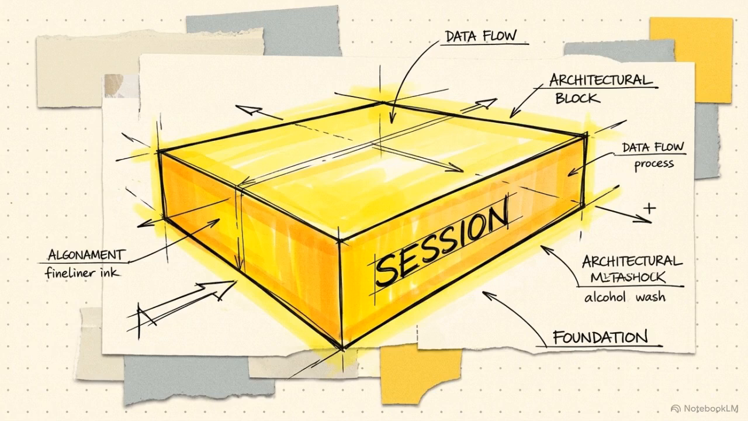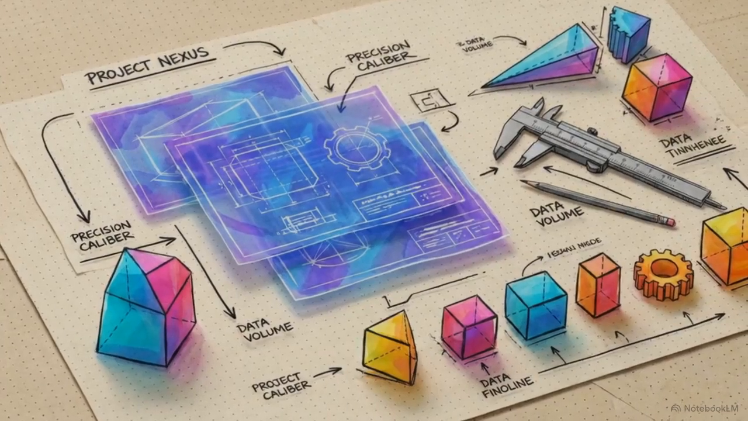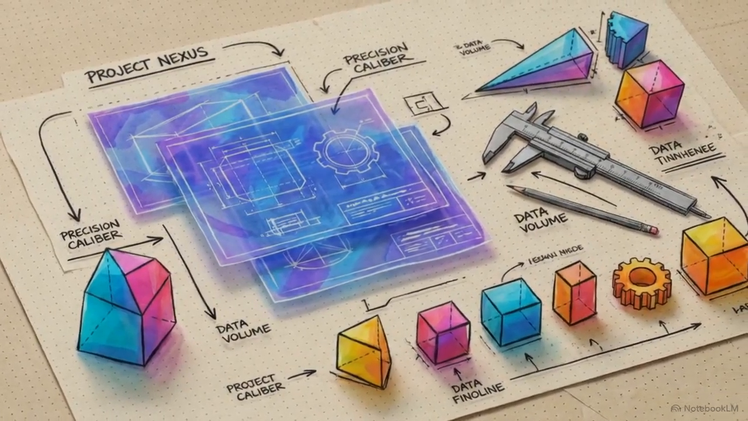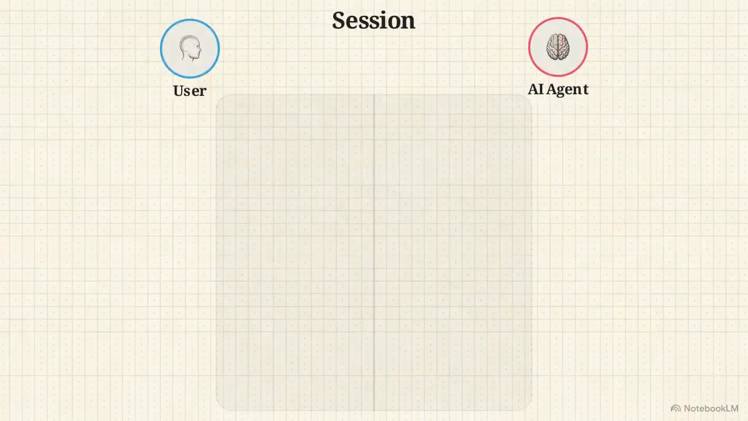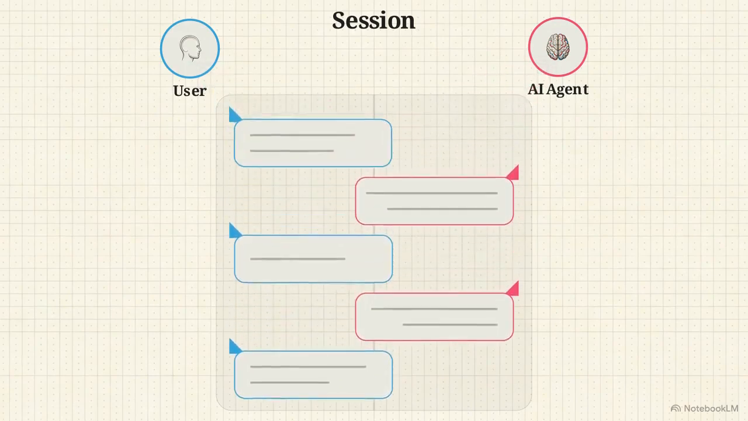The first layer of this architecture handles immediate context through sessions. Think of a session as a temporary workbench dedicated to the project you are working on right now. It holds the chronological, turn-by-turn log of the dialogue between you and the agent.